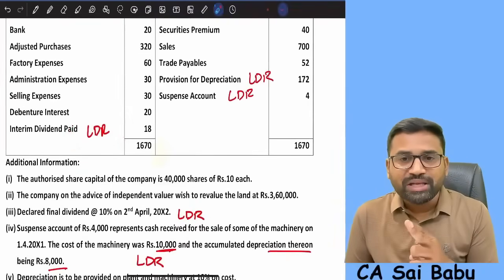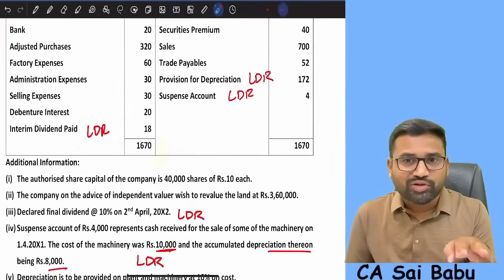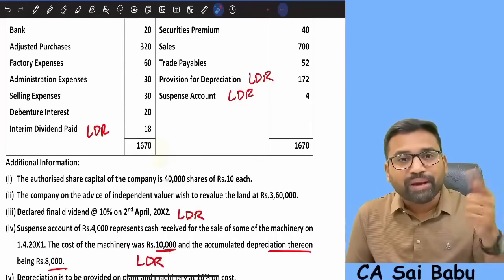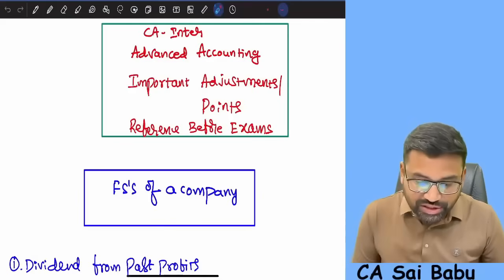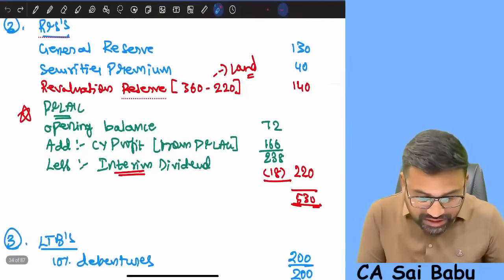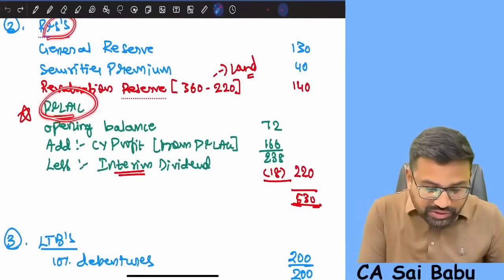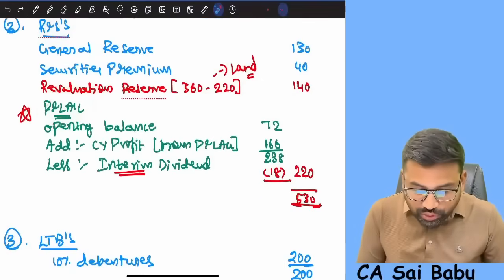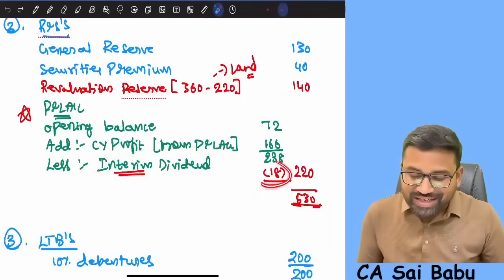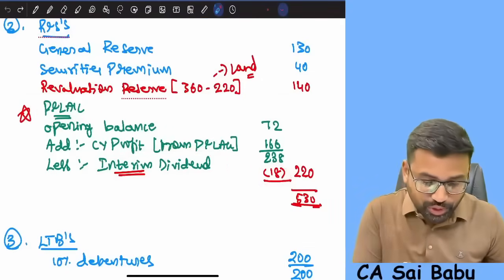Interim dividend paid means it is not a liability. But whenever a company pays any dividend, that has to be adjusted to reserves and surplus. See this, when you are preparing reserves and surplus in the P&L account, from the profits they have reduced this interim dividend. So understand this point also.